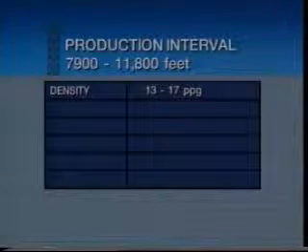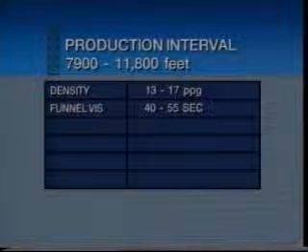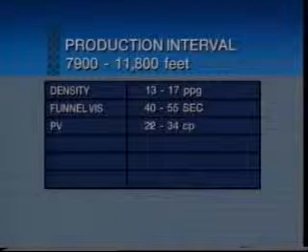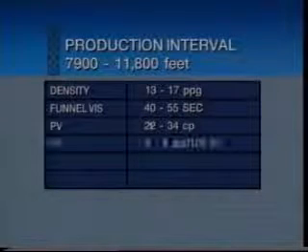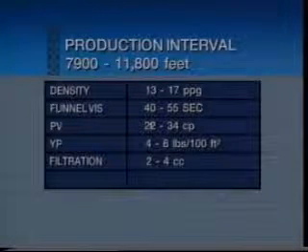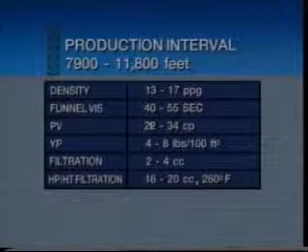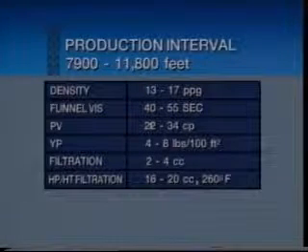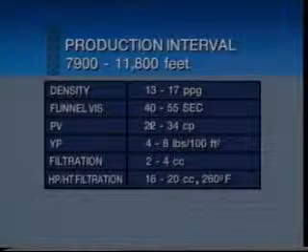Density at 13 to 17 pounds per gallon. Funnel viscosity at 40 to 55 seconds per quart. Plastic viscosity at 22 to 34 centipoise. Yield point at 4 to 8. Filtrate at 2 to 4 below 10,500 feet. And high-temperature, high-pressure filter loss at 16 to 20 cubic centimeters at 260 degrees Fahrenheit.